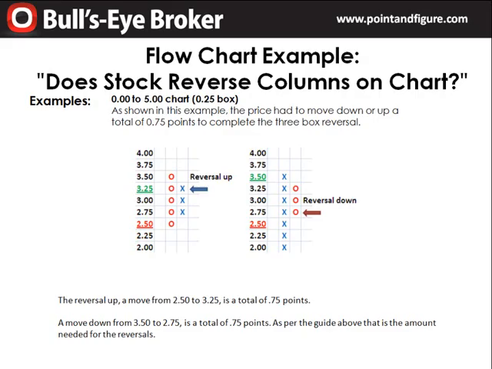You can see the stock went from 250 to 325, a total of 75 points. That would indicate a reversal on the upside. Where the stock moved down from 350 to 275 for a total of 75 points, that would also be a reversal on the downside.